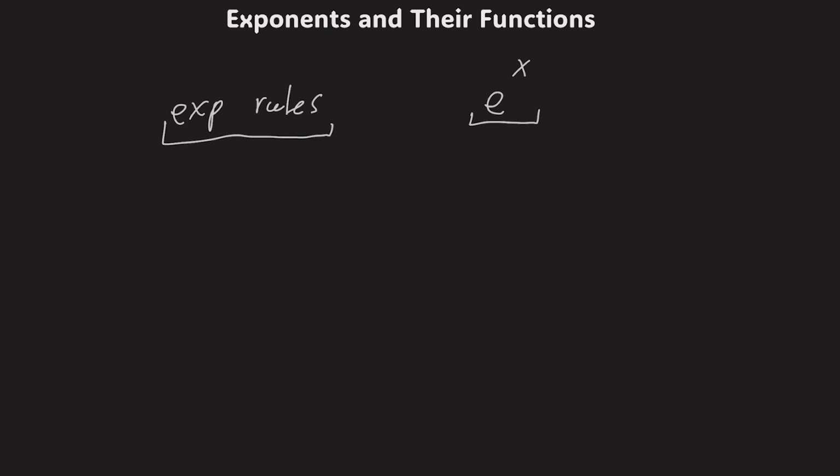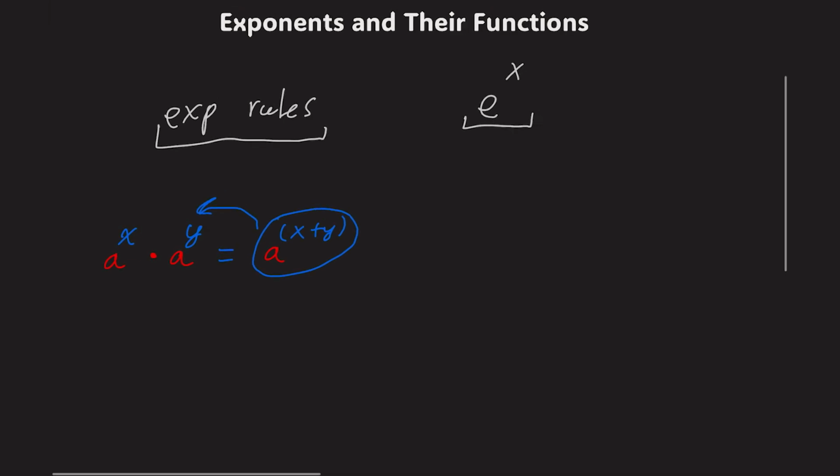The first one: if I have something with base a, raised to an exponent, let's call that exponent x, and I multiply that by something else with base a that has a different exponent, let's call it y, then this can be rewritten as a as the base to the exponent x plus y. Consequently, if you start with a to the x plus y, it can go backwards. It can be rewritten as a to the x multiplied by a to the y.